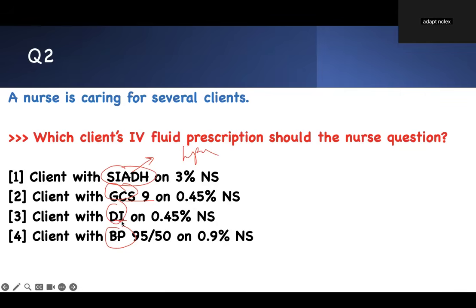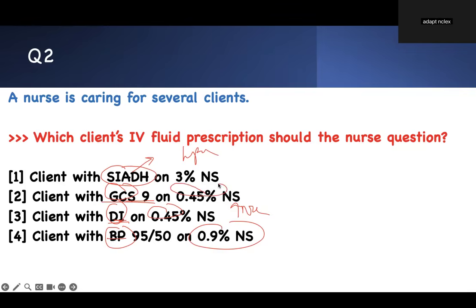Diabetes insipidus, you're going to have a high level of urine output and your sodium is going to be high. Your blood pressure is low. What fluid do you need when your blood pressure is low? Isotonic fluid. With diabetes insipidus, the sodium is going to be high, and therefore we need a hypotonic solution. We're giving them a hypotonic solution. When your GCS is 9, we need hypertonic fluid to pull fluid from your brain.